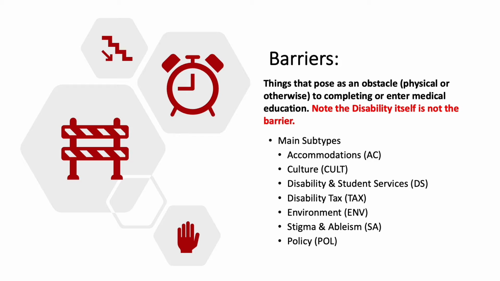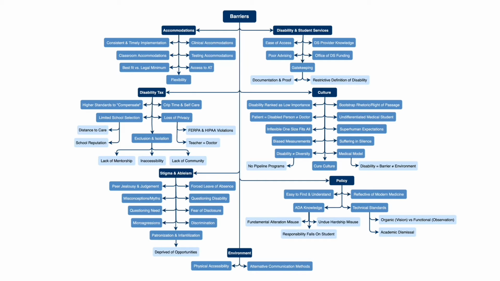So keep that in mind, because that's what we are looking at, that's what we can change. We don't need to be contributing to the disability-being-a-negative-thing mindset. So we break barriers into 7 subtypes. We have accommodations, culture, which is the culture of medicine and medical providers, disability and student services, disability tax, environment, stigma and ableism, and policy. This is kind of a big map of everything that we could really think of that would entail a barrier.